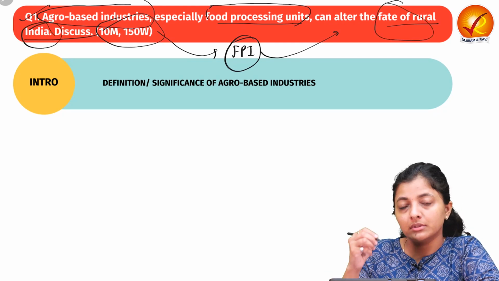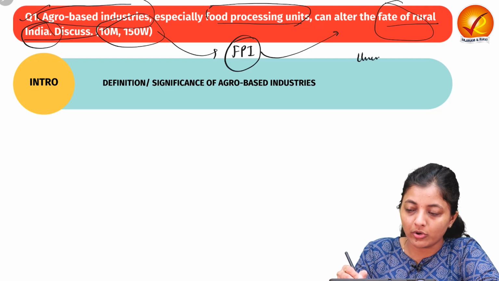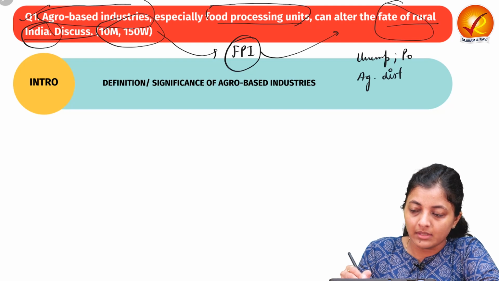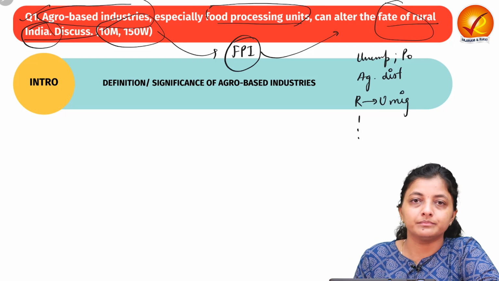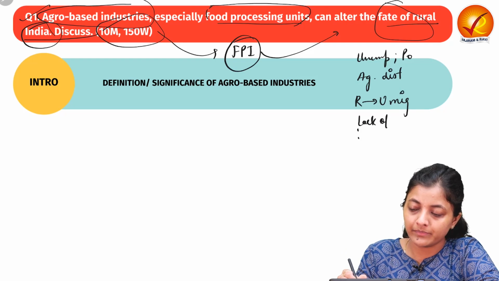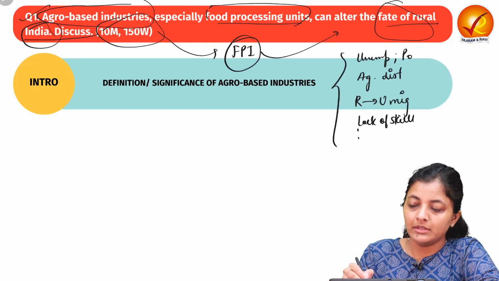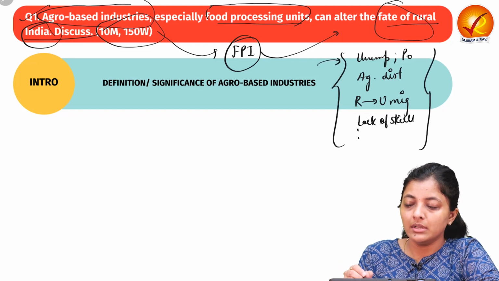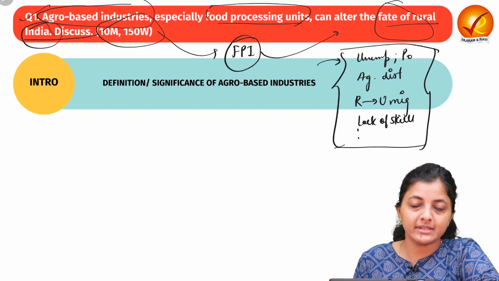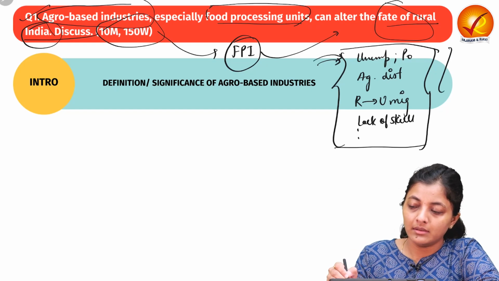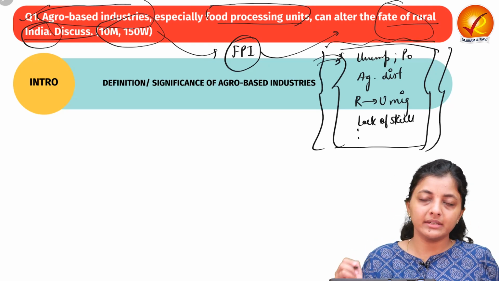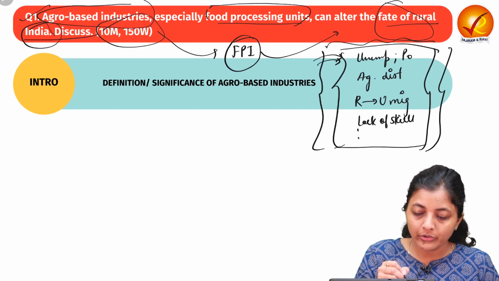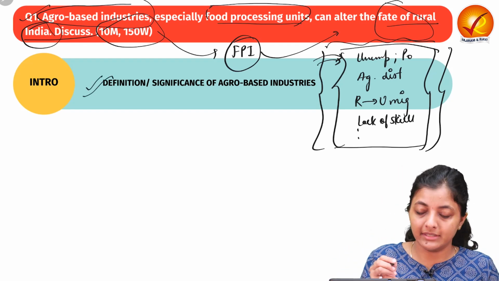Like you should know the rural issues, like there are the unemployment, there is poverty, there is agricultural distress, there is rural to urban migration and many more, lack of skilling, etc. So you can relate how FPI means food processing industries can do the improvement in already the prevailing bad conditions of the rural India. Or you can write the definition of the food processing industries.